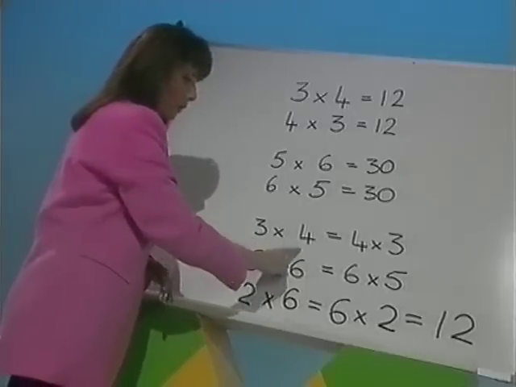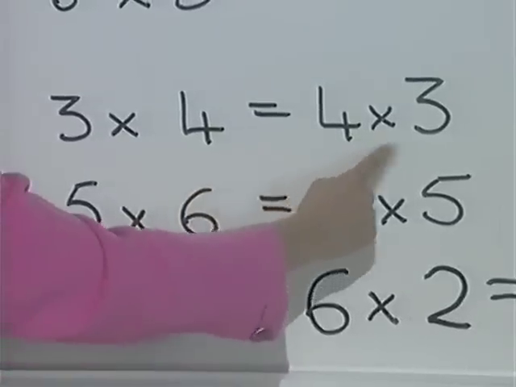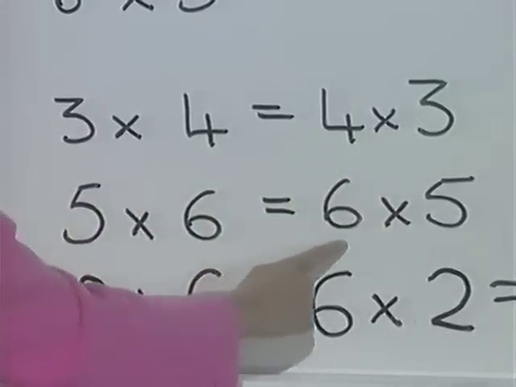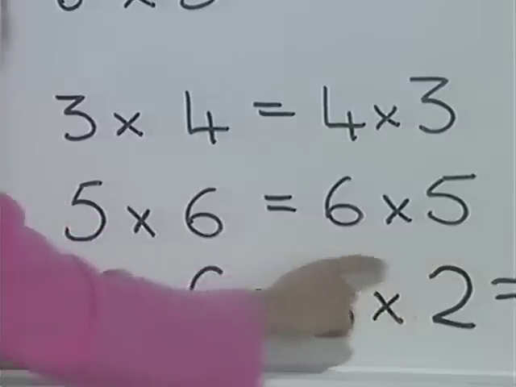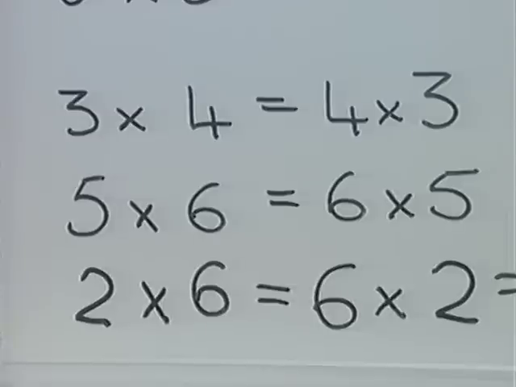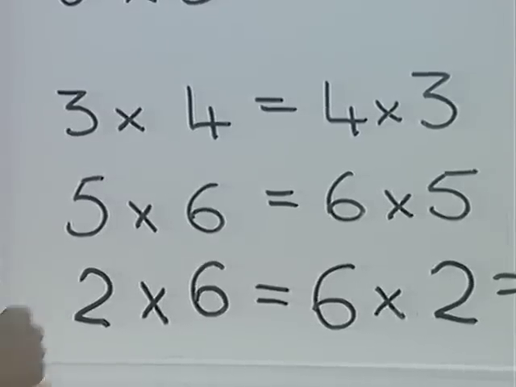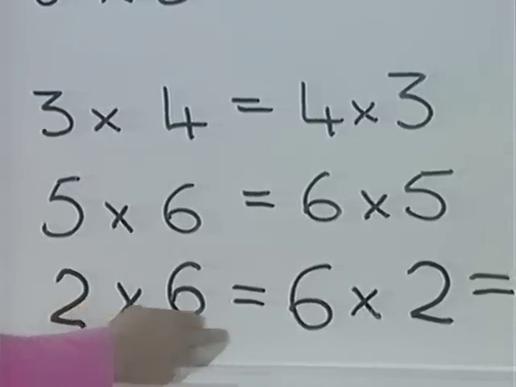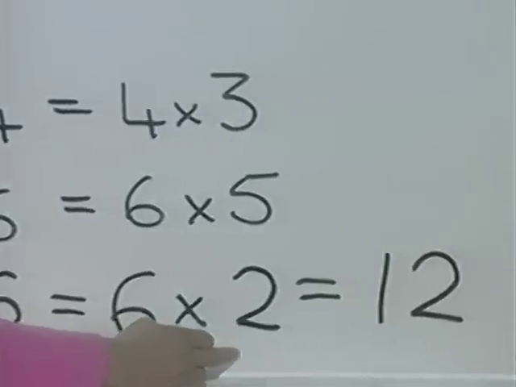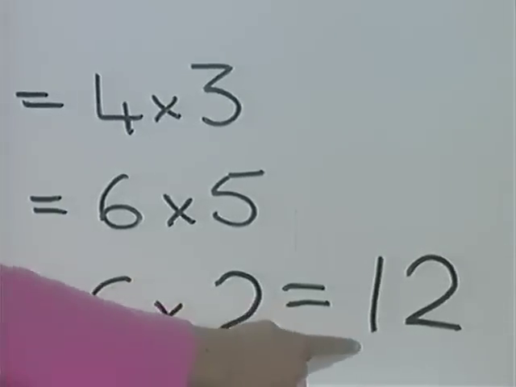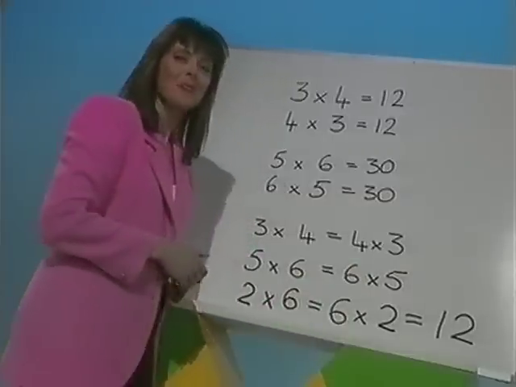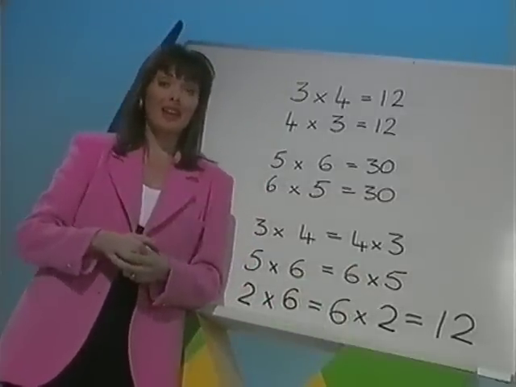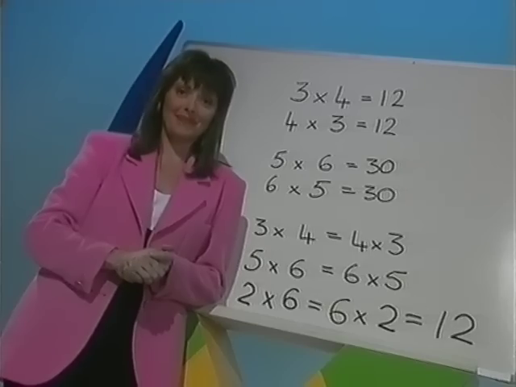Whichever numbers you try it with, you'll always find the same thing happens. 3 times 4 equals 4 times 3, and 5 times 6 equals 6 times 5. It doesn't matter which way round you put the numbers. If you know one, you know the other. So if you know 2 times 6, then you already know 6 times 2. It's the same answer, and that's 12. OK, now we have this little tip, let's go on to learn the last group of tables. And let's start with the 7s.